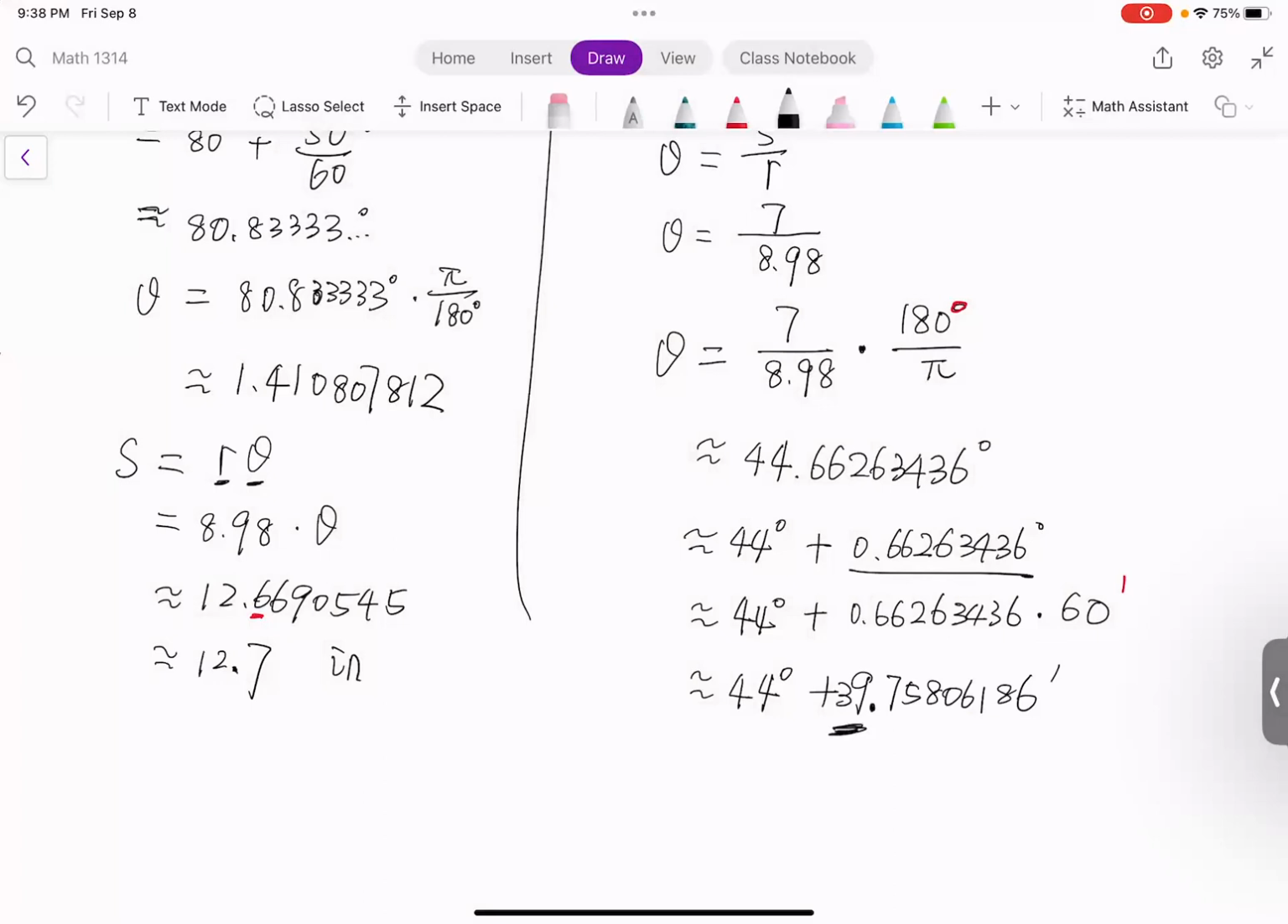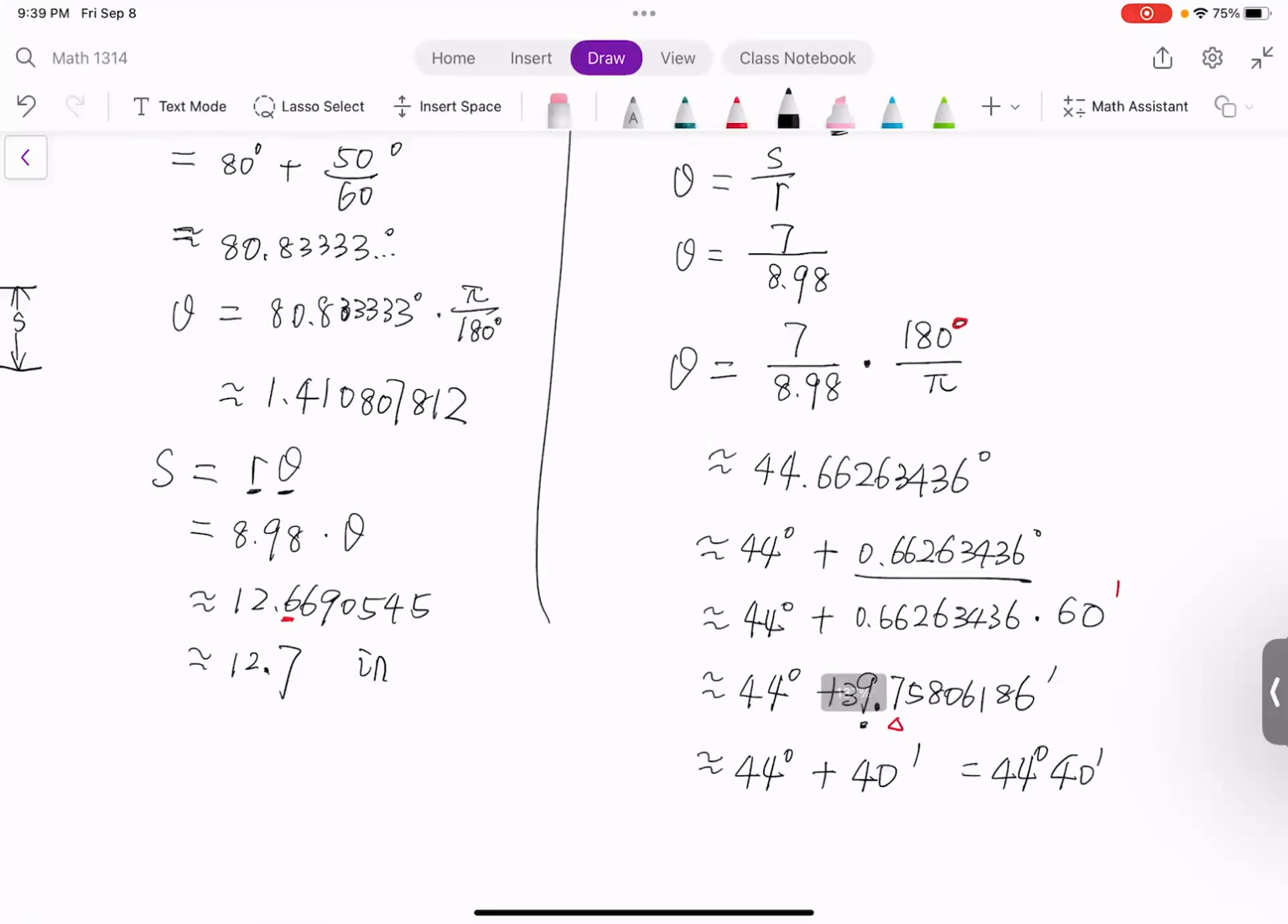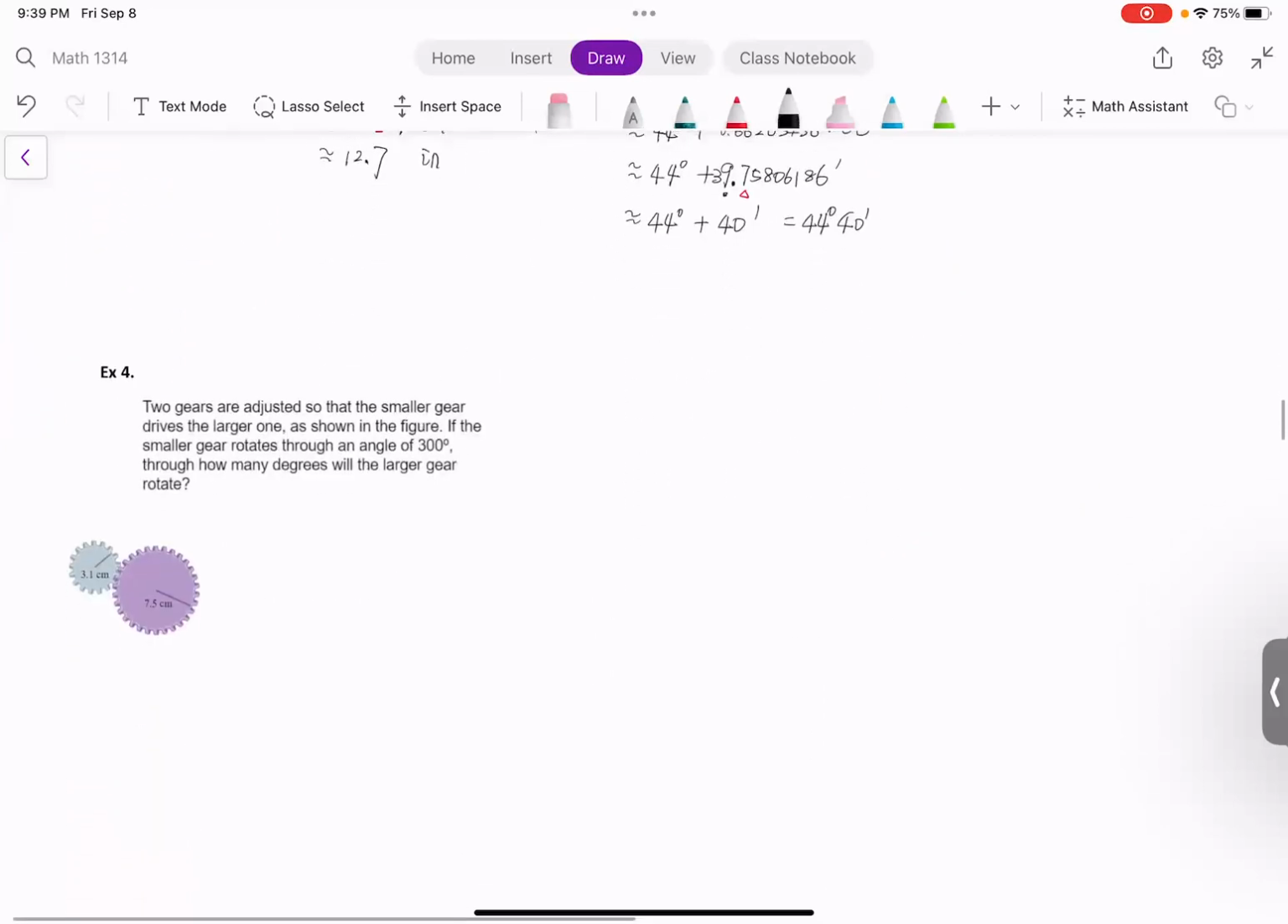have decimals. If I have no decimals, I will look at the first decimal point. That's a first decimal digit is 7. It's greater than or equal to 5. That means my solution is 44 degrees plus 40. Here add 1 minute. So this is 44 degrees, 40 minutes. All right, this is a long question. Let's see the next one.